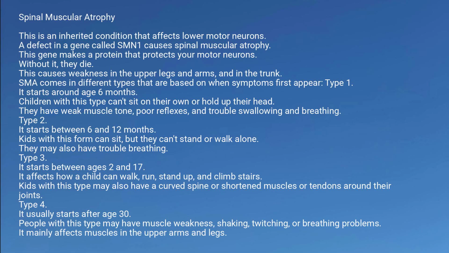Type 3. It starts between ages 2 and 17. It affects how a child can walk, run, stand up, and climb stairs. Kids with this type may also have a curved spine or shortened muscles or tendons around their joints. Type 4. It usually starts after age 30. People with this type may have muscle weakness, shaking, twitching, or breathing problems. It mainly affects muscles in the upper arms and legs.